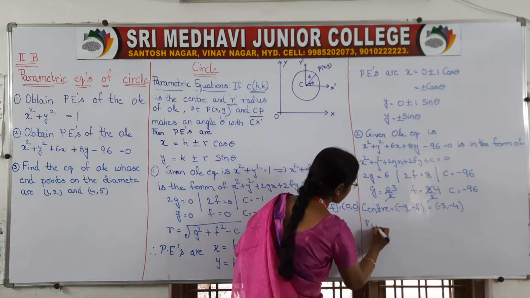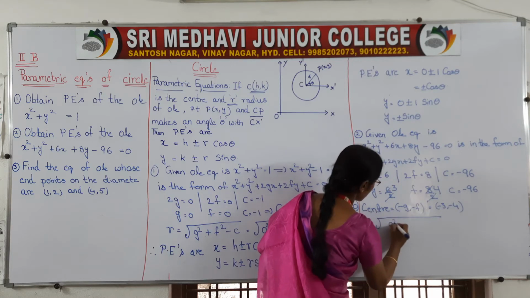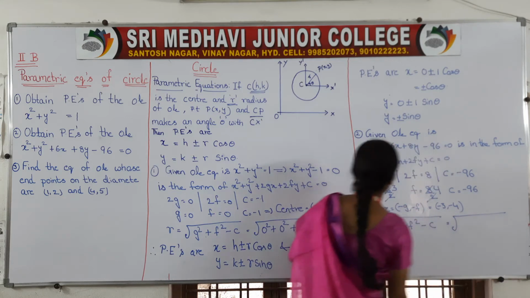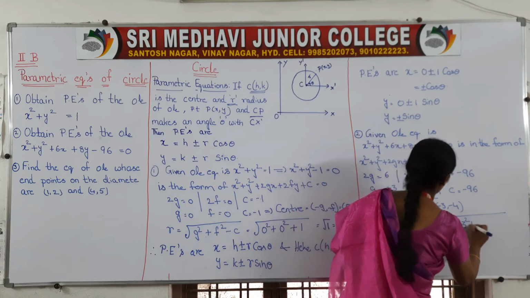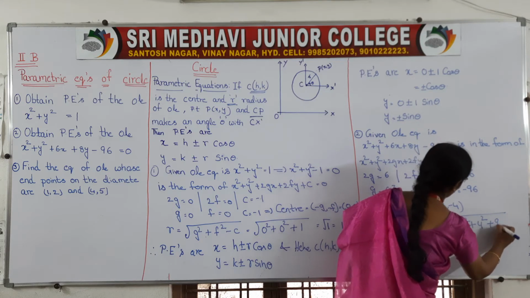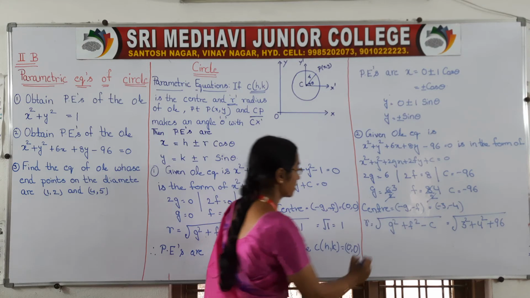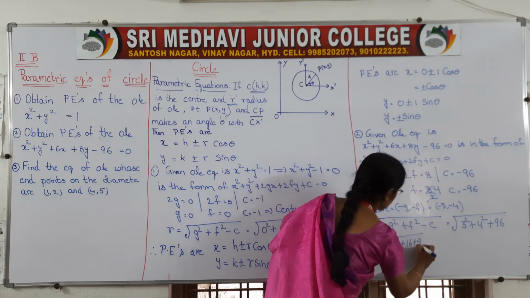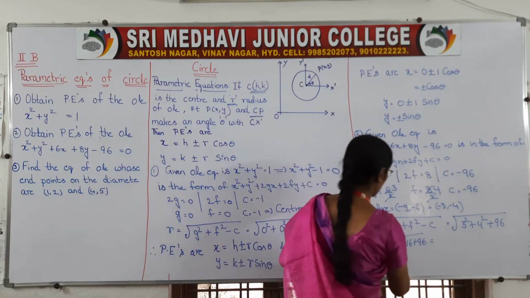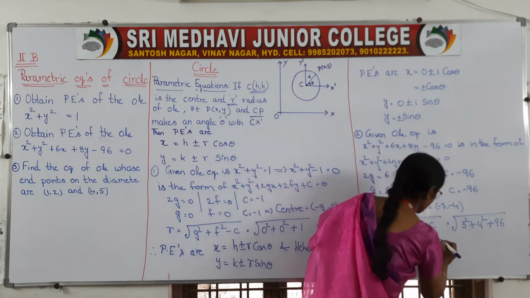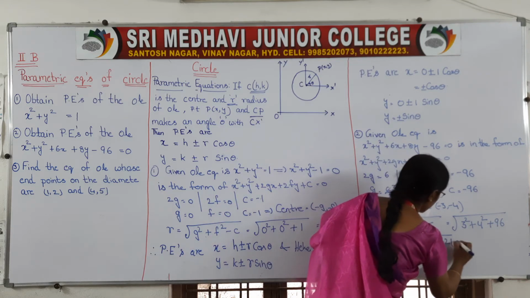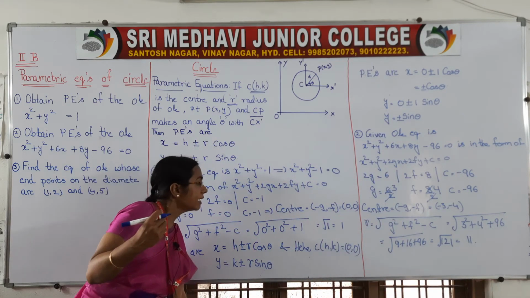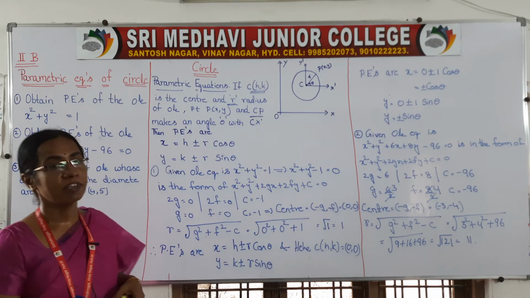Now find out the radius, which is equal to root of g square plus f square minus c, is equal to root of 3 square plus 4 square minus of minus 96. So it is equal to root of 9 plus 16 plus 96. 9 plus 16 is 25, 25 plus 96 is 121, and the root is equal to 11. We got the center and radius of the given circle.